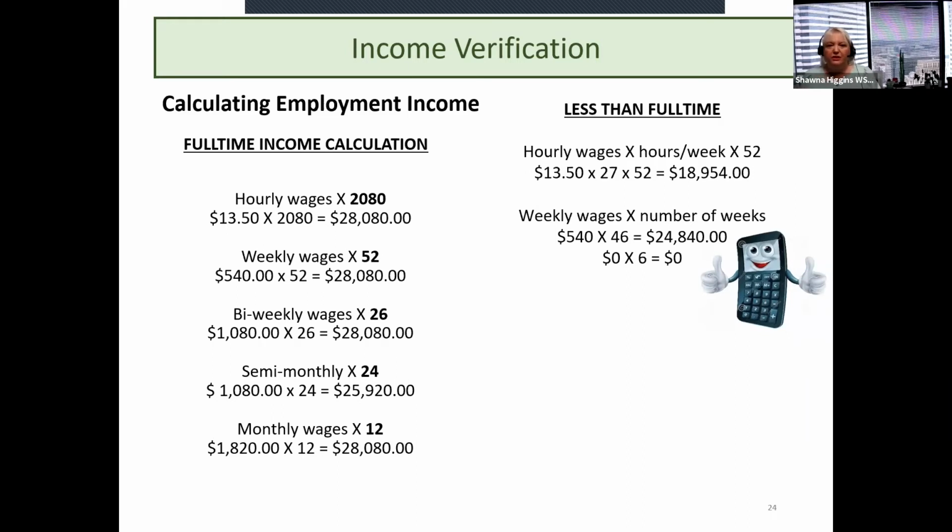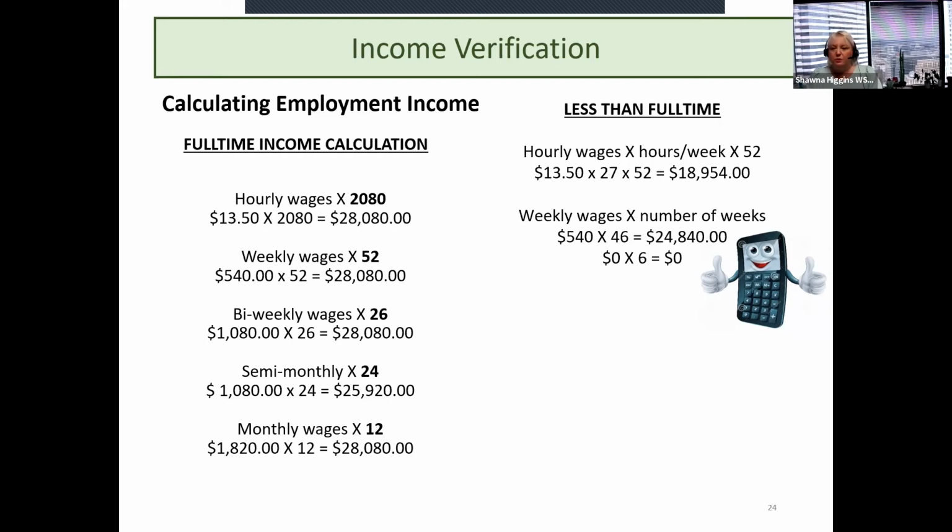So you're going to take their hourly wages times how many hours in the week that they work, and you're going to multiply that times 52, because there are 52 weeks in a year. For instance, this person that makes $13.50 works 27 hours in a week times 52 weeks is 18,954.